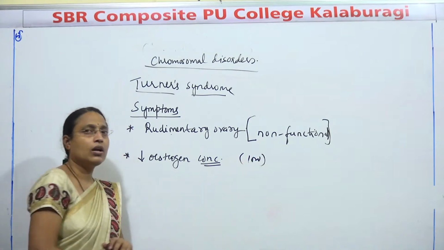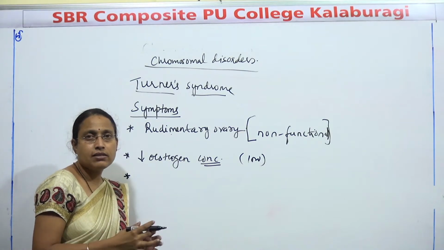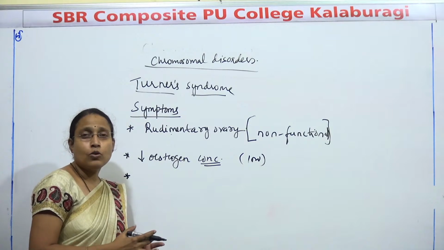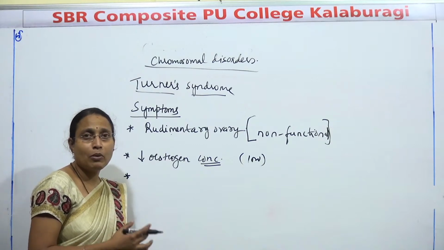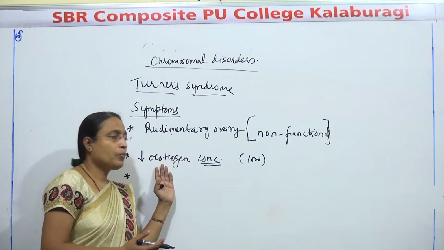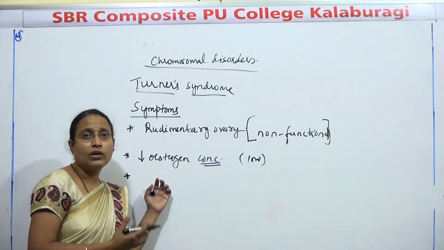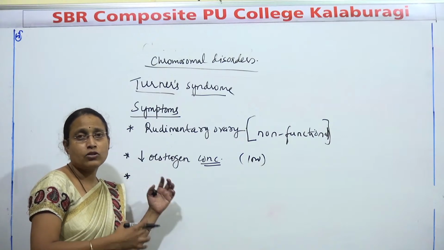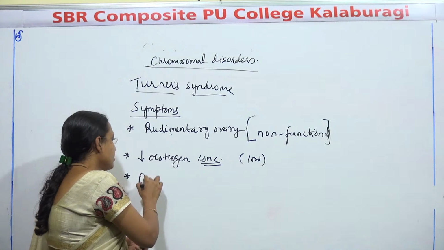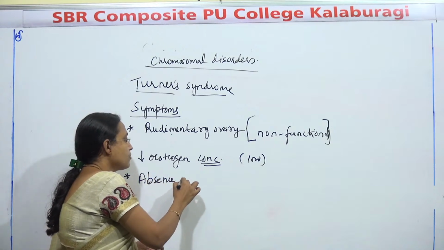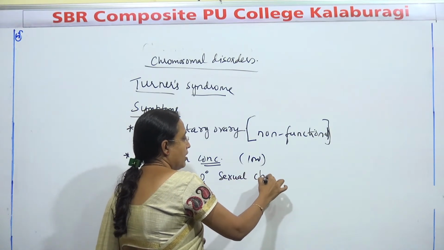Low estrogen concentration. And in the first chapter, you already studied that when estrogen is less, then what happens? There is no secondary sexual character developed, because most of the secondary sexual characters during puberty in the female are due to estrogen. And now, by birth, it's a chromosomal disorder, so by birth there are always low levels of estrogen. That is not going to support the formation of secondary sexual characters. So as a result comes the consequence called absence of secondary sexual characters.